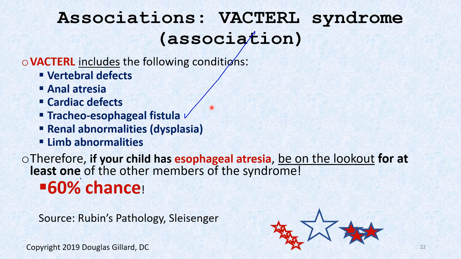If your child is born with tracheoesophageal fistula or atresia, there's a 60% chance you're going to have more of these things, including cardiac defects. They may have atrial septal defects, ventricular septal defects, tetralogy of Fallot. The ones you learned in embryology all come into play. Vertebral defects, spina bifida they could have, things like that, which you hopefully learned in embryology as well. And limb abnormalities, they can have kidney problems, all sorts of things. Anal atresia is not that serious, but the cardiac defects can be quite serious.